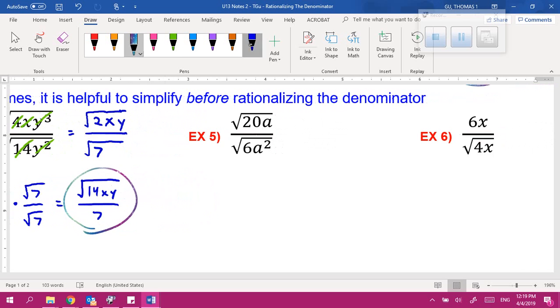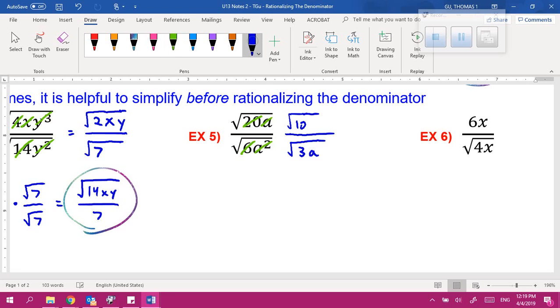Same thing here. We want to reduce beforehand. So can I reduce 20 over 6? Yes. To what? 10 over 3. 10 over 3, that's right. Okay, now let's take care of the a terms. Notice a squared, the bigger exponent, is on the bottom. So where's my a going to go? On the bottom. And what's the exponent on the a going to be? Just a, right? Because a squared divided by a is just a, and you're going to put it on the bottom because the exponent was originally bigger on the bottom.